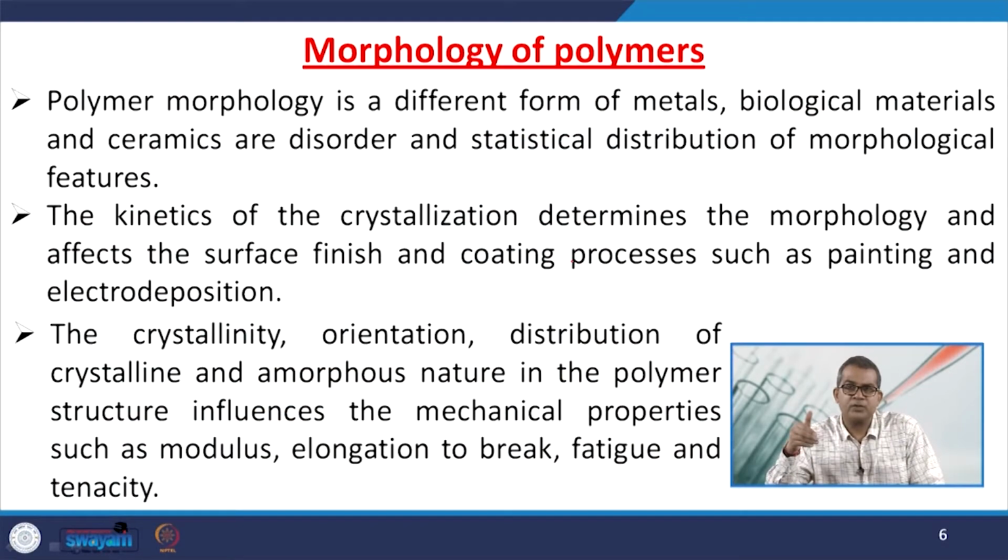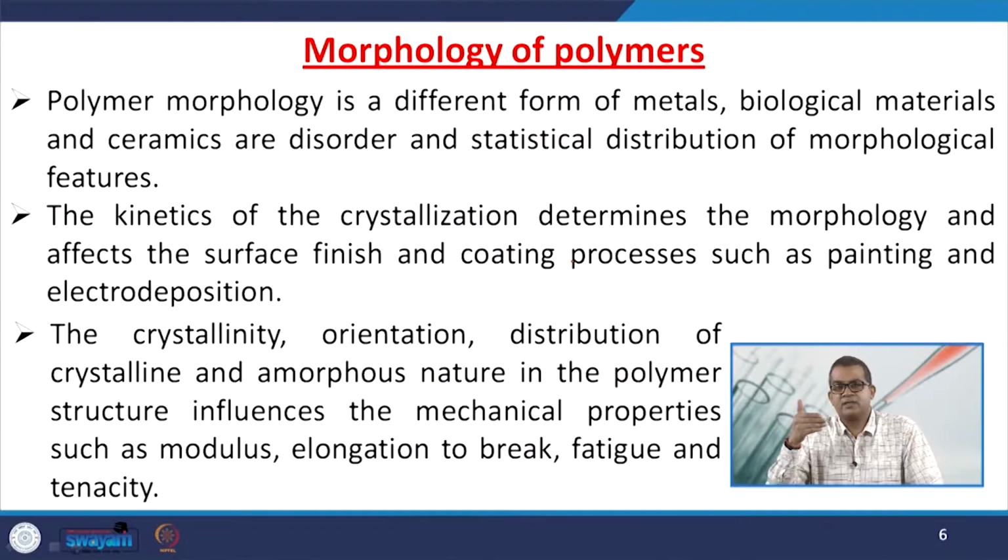The kinetics of crystallization sometimes determines the morphology and affects surface finish and coating processes, like painting, electrodeposition, and sometimes paper coating, etc. The crystallinity, orientation, and distribution of all kinds of crystalline and amorphous nature in the polymer structure influence the mechanical properties such as modulus, elongation to break, fatigue, etc.